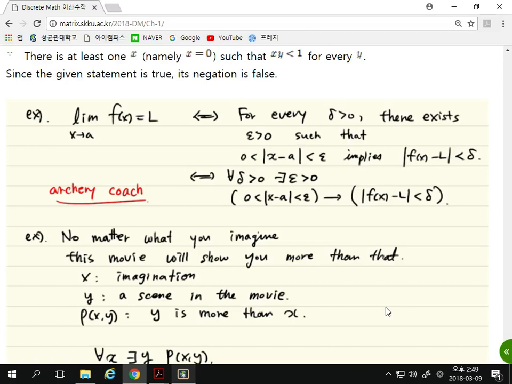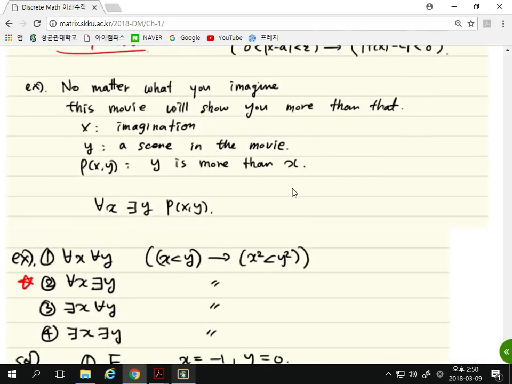And this is a kind of invention in mathematics, such as the invention of the microscope in biology. In mathematics, we can analyze in depth the behavior of a function near a certain point. It can be magnified with these universal quantifiers.